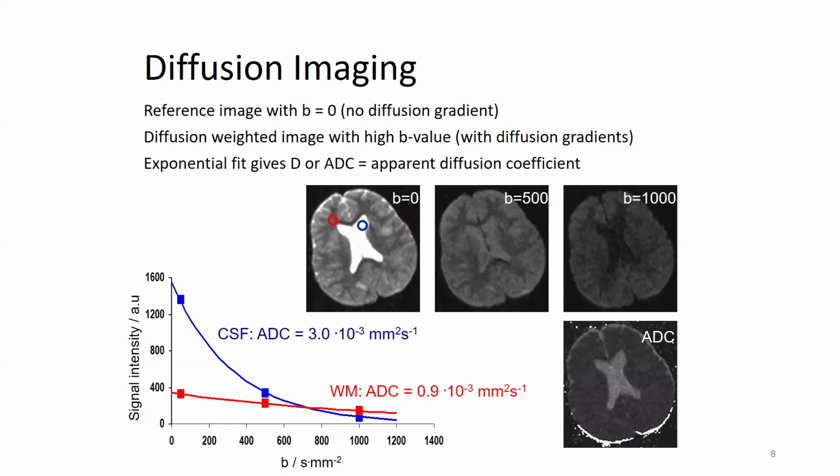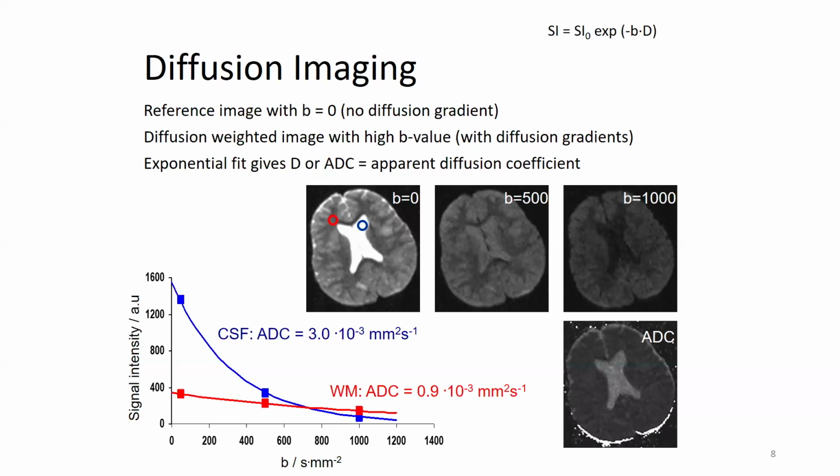And of course, I can do that just voxel by voxel. Here I have just an ROI, but for every voxel, every pixel in these pictures, I can measure my ADC. So I get an ADC map, and that's shown here. So I start with high signal here in the CSF, but a very low signal in the diffusion-weighted images. And then the ADC is high in the CSF, and the ADC in the white matter and the gray matter is much lower.